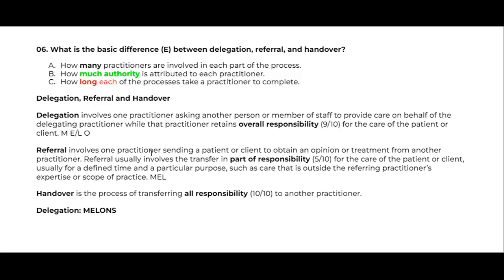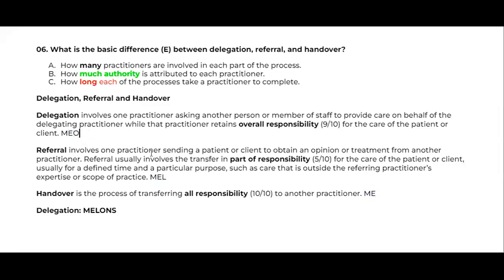So here, the number of practitioners is also two. In this one also, one practitioner is sending to another practitioner. Mike is sending to, the process of transferring all responsibility to another practitioner. In this one, Mike and Emily are here. Here 2 people are here, 3 people are here, and here, how many?